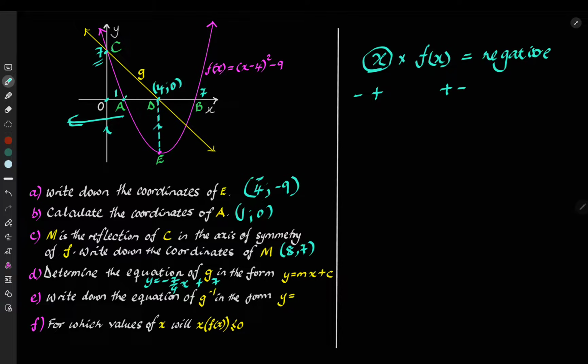And you can see also the graph is positive on this side. So that will be a positive times a positive, and that gives us a positive. So we are not interested in that part.